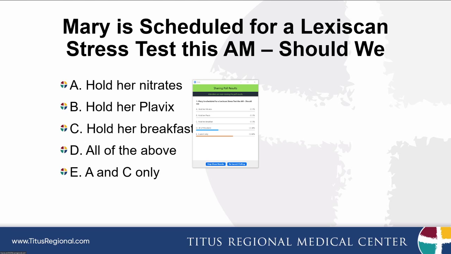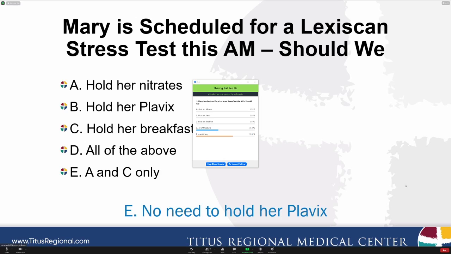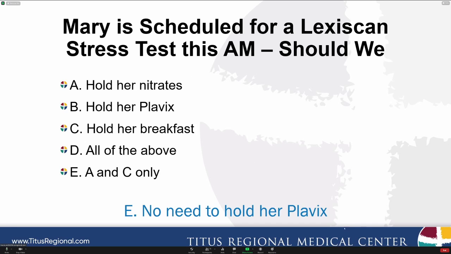Okay, very good. In this case, we definitely want to hold her nitrates because we've shown that that can interfere with our ability to detect ischemia. We definitely want to hold her breakfast because that can interfere with our ability to image the heart. But there's really no reason to hold her Plavix, which is a blood thinner. It's not going to interfere with our imaging. And if she has a stent that's been recently put in, for example, we'd rather not hold her Plavix. So in this case, the correct answer is going to be E, which is hold her nitrates and hold her breakfast.